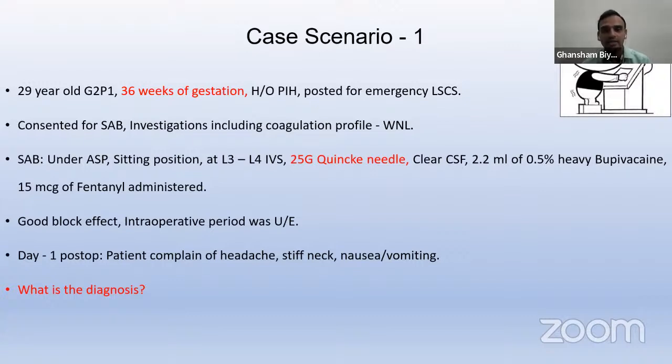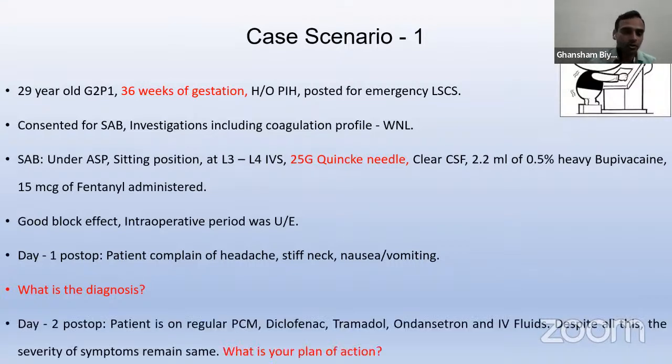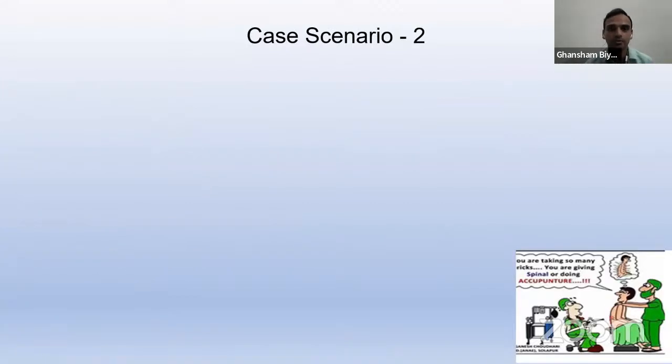Here, as you can see, the risk factors are 36 weeks of gestation. Do you think pregnancy is a risk factor for the development of PDPH? And the second is the use of a Quincke's needle. We will discuss that. But the story doesn't end there. On day 2 post-op, you have prescribed her regular paracetamol, some non-steroidals, weak opioid medications, antiemetics, and IV fluids. But the symptoms have neither worsened nor got better. So what is the plan of action is something we need to know.